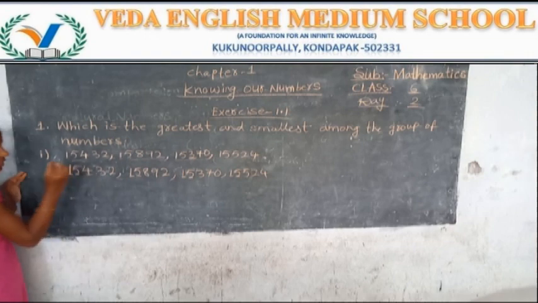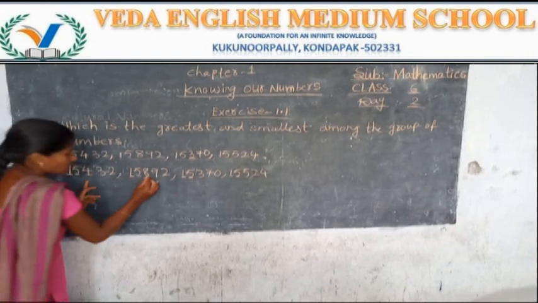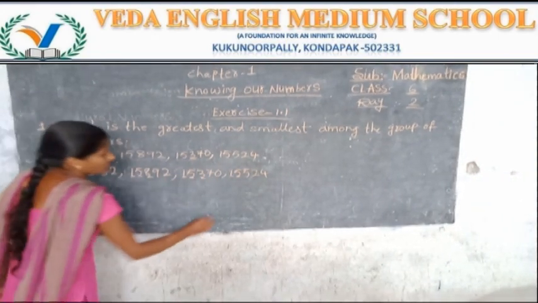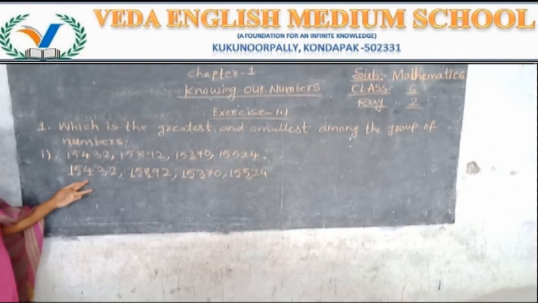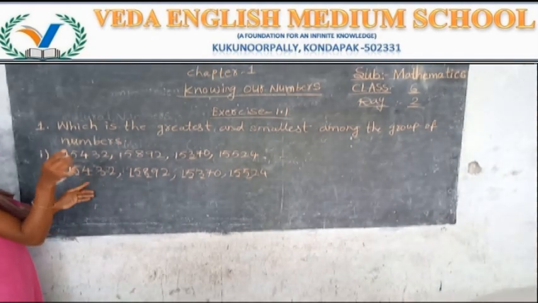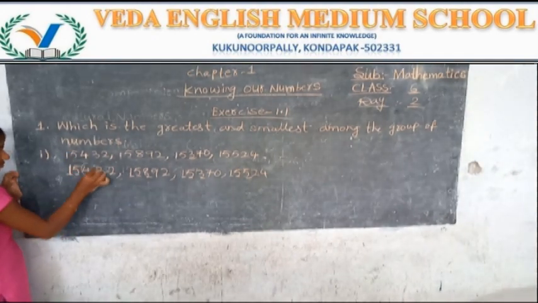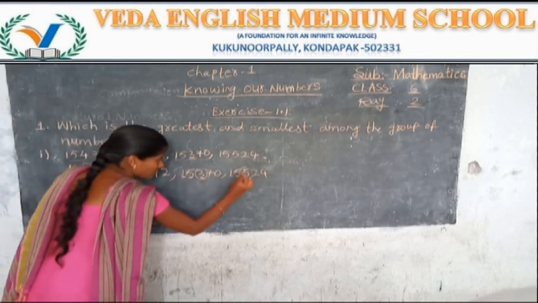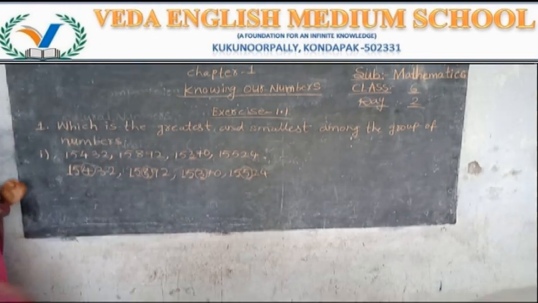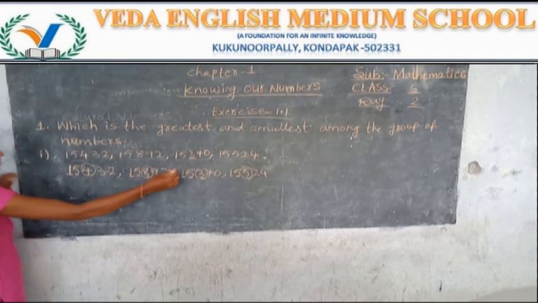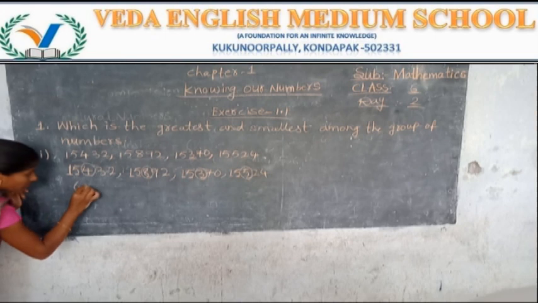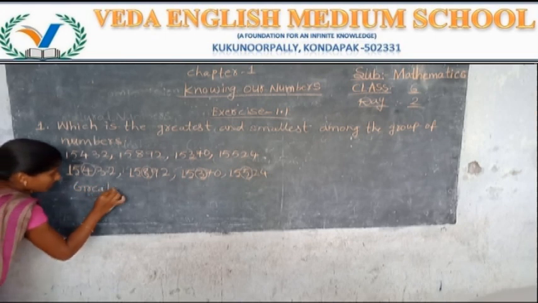What is the third digit here? 4. Here? 8. Here? 3. Here? 5. All the third digits are different. Now we have to find out, of all these numbers, what is the greatest number and what is the smallest number. You have to write the greatest number.